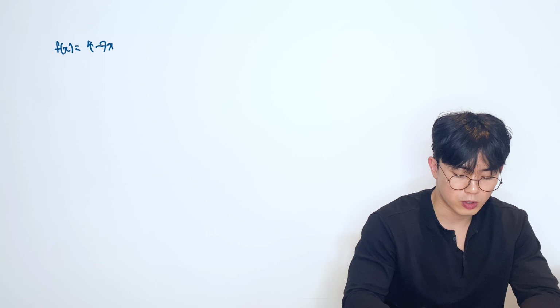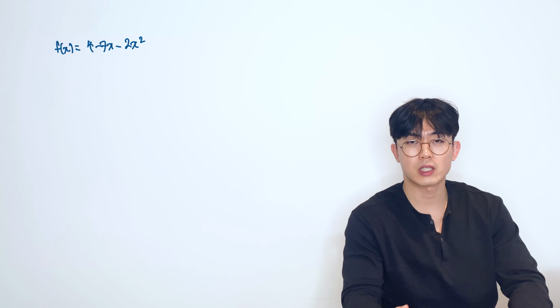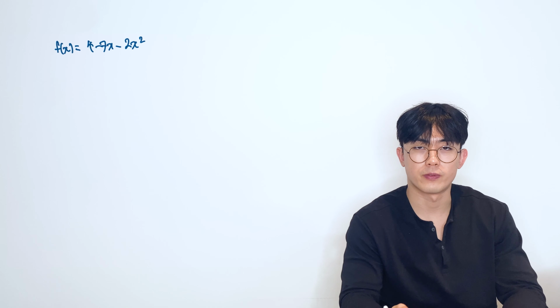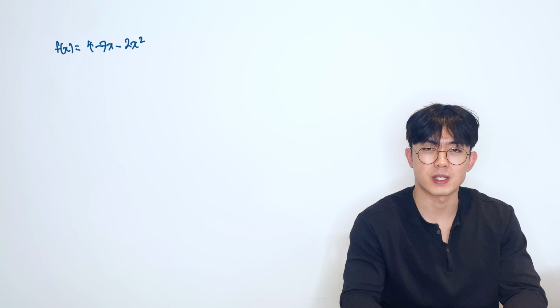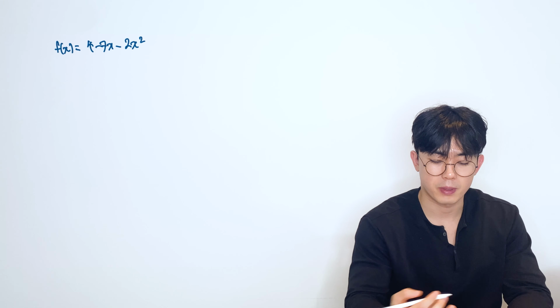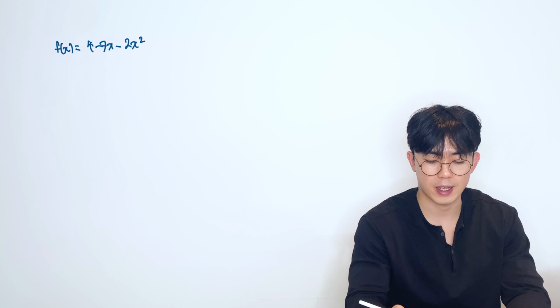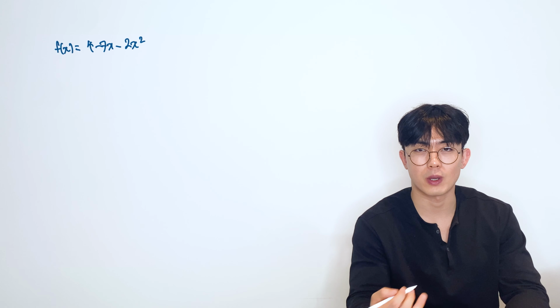Let's try another question. So let's say I have f of x is equal to 4 minus 7x minus 2x squared. First things first, you should notice that the a coefficient is minus 2, which means it's going to be an upside down U shape. But now we just have to find all the roots again. In this case, I'm going to actually complete the square first.